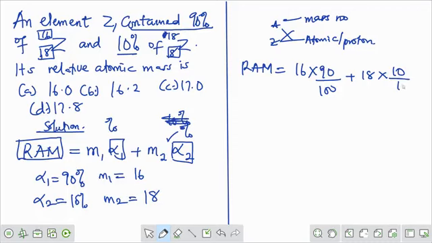So by now, you guys should not be afraid of calculation again. We have 16 times 0.9 plus 1.8. So we have 16.2. So our relative atomic mass now is 16.2. So our answer here is option B. So let's round up here.